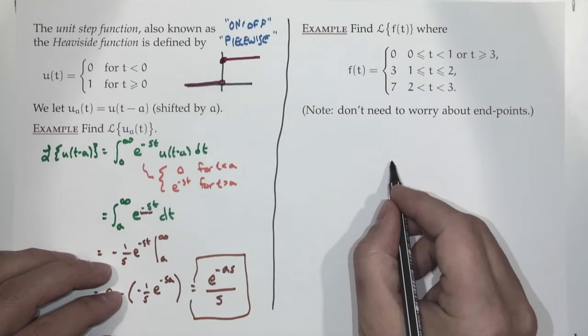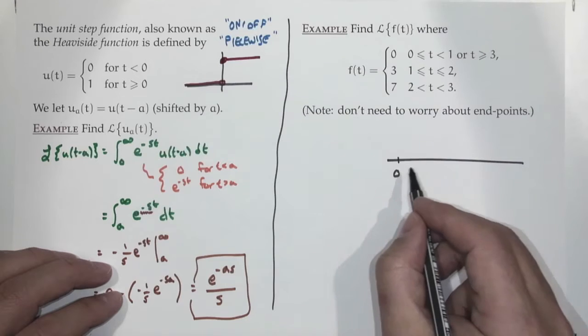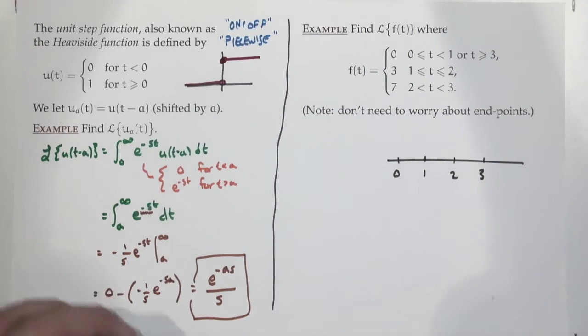So let's sketch this function. Well, it's not going to be too hard to sketch. We have a few critical points, 0, 1, 2, and 3. All right, and we say, all right, what's the behavior?